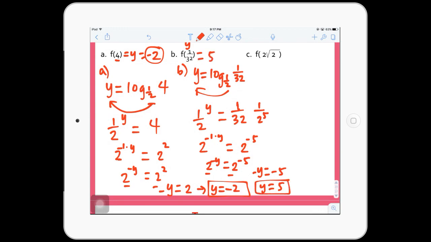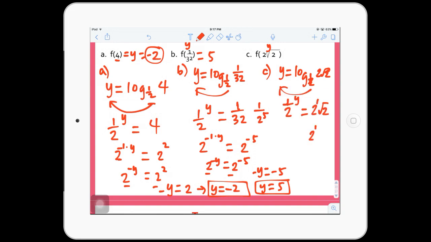And the last one here is, again, evaluating, and we're going to let this equal y. So y equals log base 1/2, the same problem, of 2 radical 2. I don't know if you recall, radical 2 is actually 1/2 power. Follow the arrow: 1/2 to the y is equal to 2 radical 2. And again, we're going to rewrite this. This is a 1 power, and radical 2 is actually 1/2 power. So we got 2 to the 1 power and 2 to the 1/2 power.